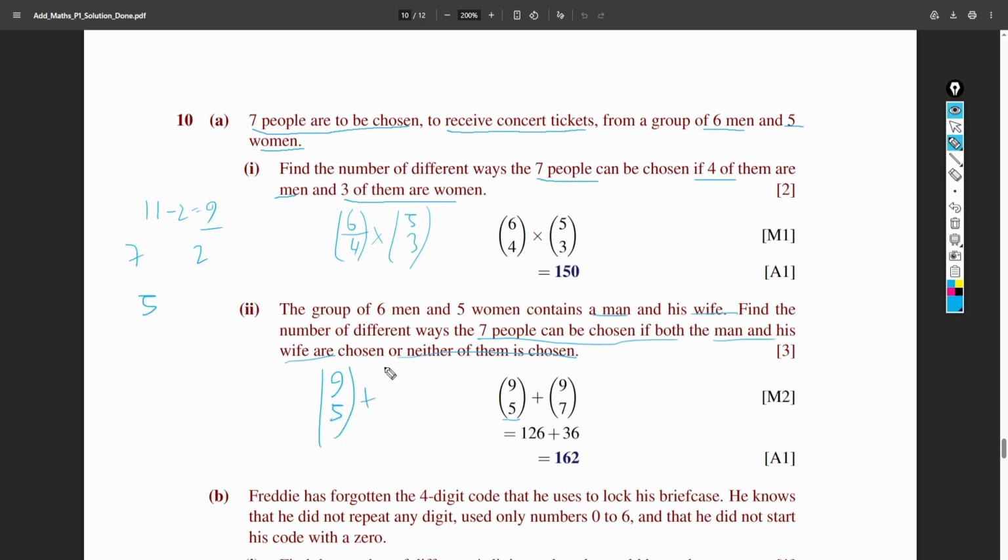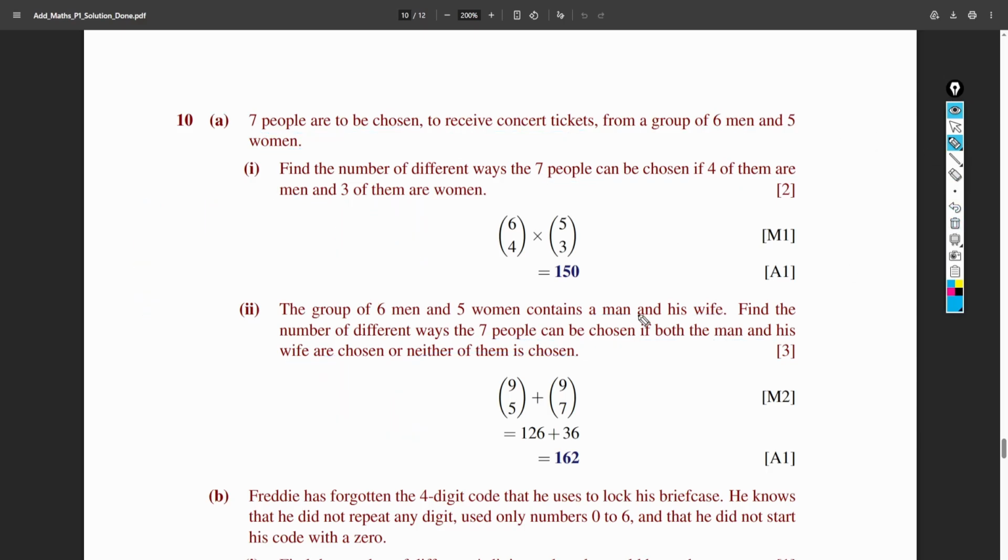We chose both of them, and if we didn't, we have all 7 people to choose, right? So 7 people to choose, and since we didn't choose them, among the 11 we still don't count them, so 9 here again. So we simply add the 2 cases. Over here we chose them, over here we didn't choose them.